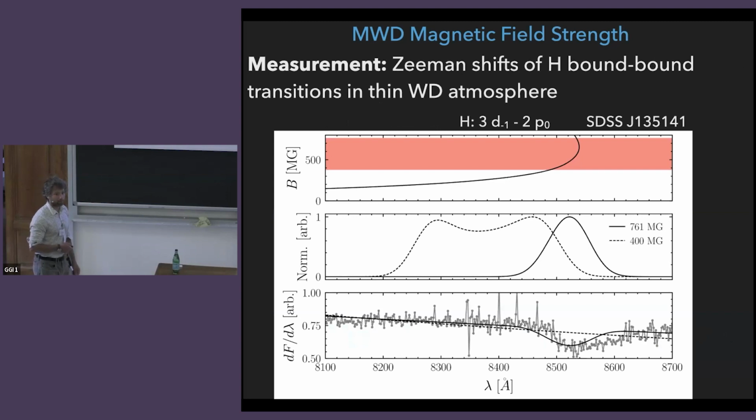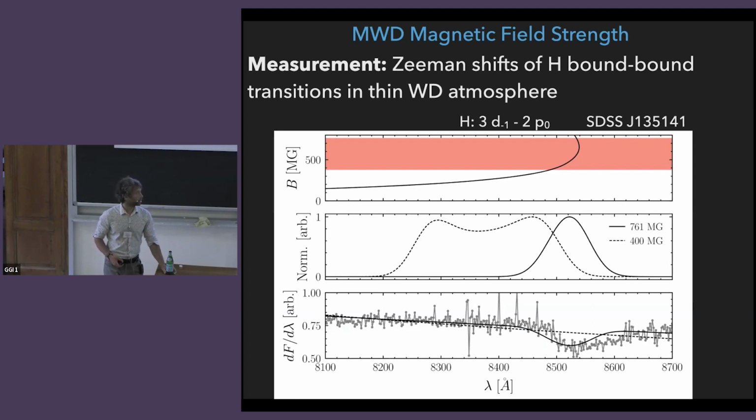Yeah. Sorry, when the star becomes a white dwarf, the outer layers should also go away. So can't they carry away some magnetic flux?